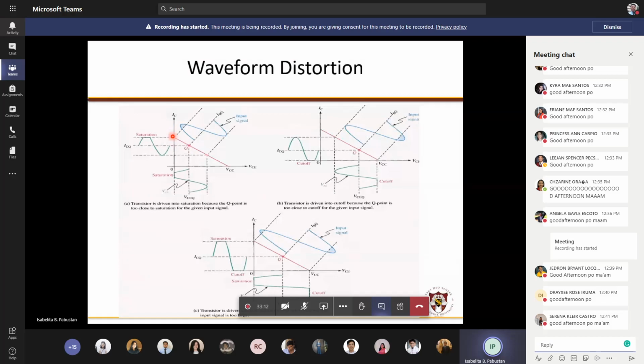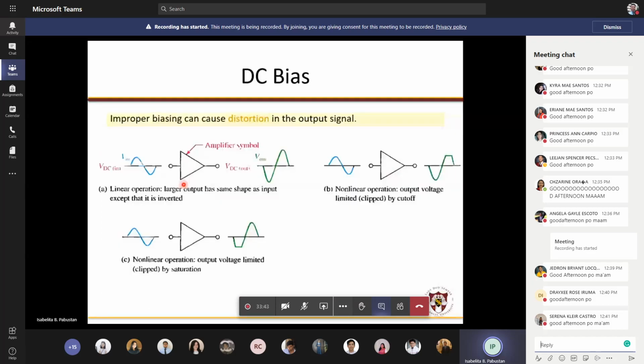Okay, if you operate near the saturation, matatapyas ito dito. You take a look, you just project, and then ito naman, you project down. So, you take a look, there is a clipping on the negative. That is output voltage limited by saturation. Okay?